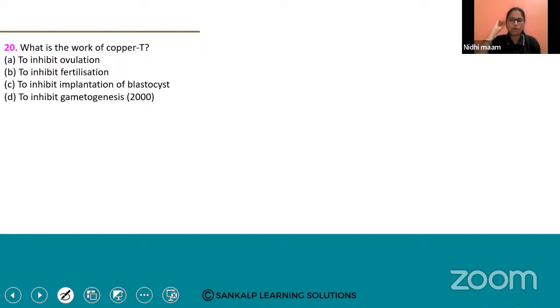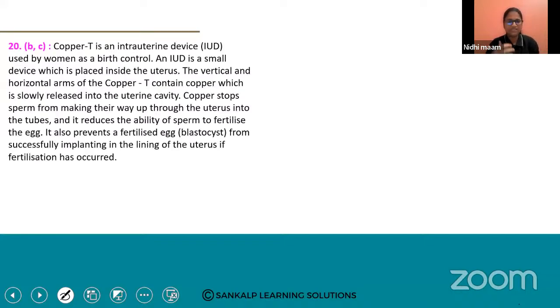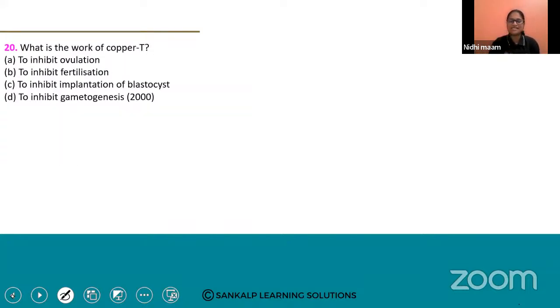What is the work of copper T? Lubna answered it. Kirti answered it. Let us check the answer here. Options B and C, both will come here. It inhibits fertilization, because it indirectly inhibits sperm motility and the fertilizing capacity of the sperm, as well as it prevents implantation. So options B and C are the answer for this.